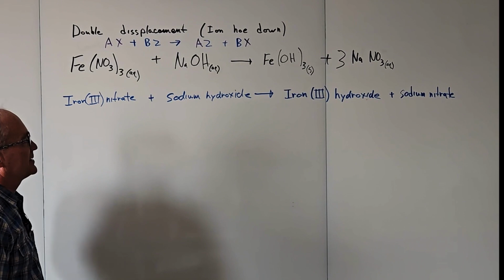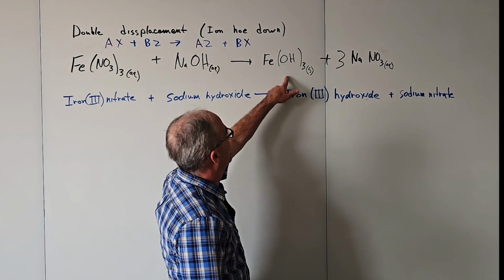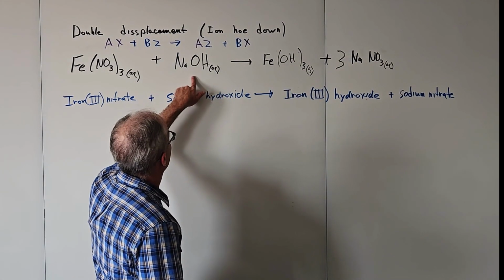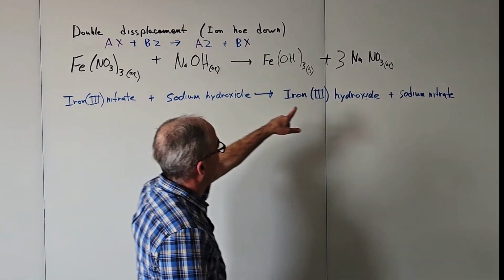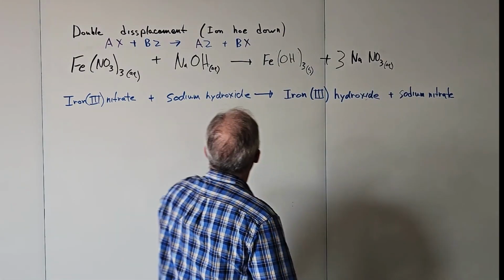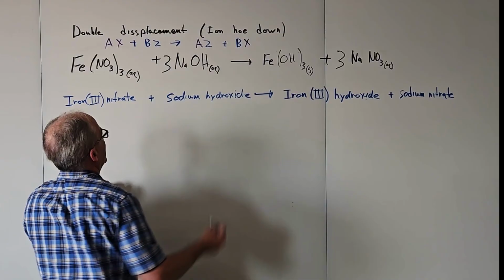All right, how many hydroxides do I have? I have 3 over here. How many do I have over here? 1, and notice when I put this 3 here, that gave me 3. So I'm forced to put a 3 there.